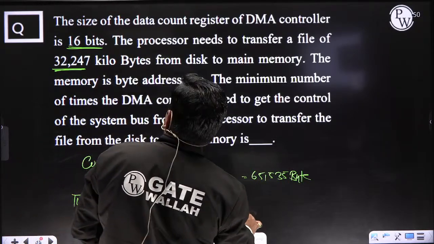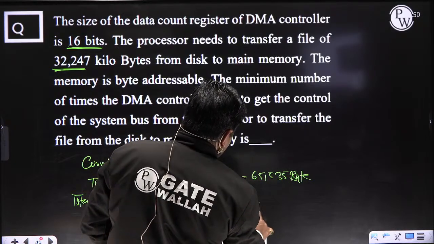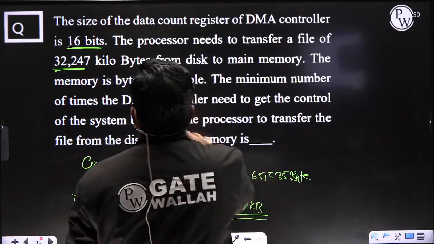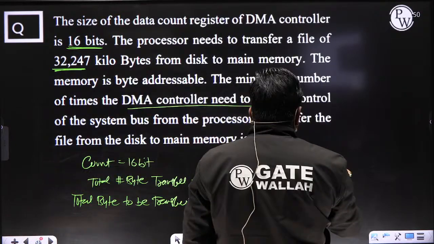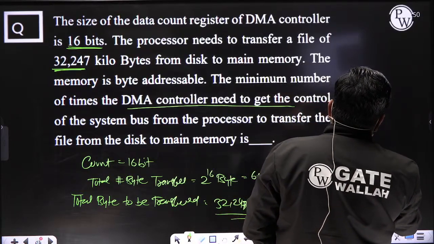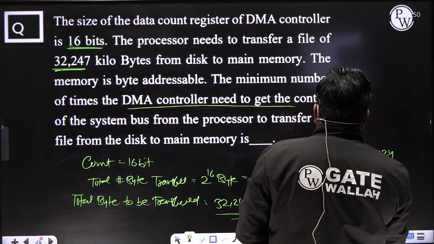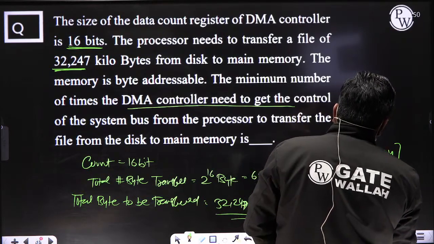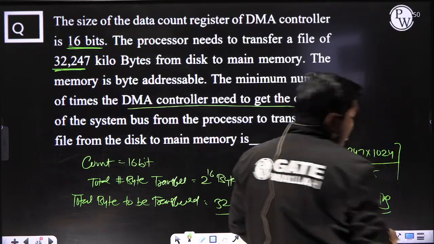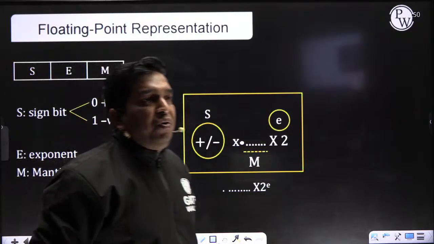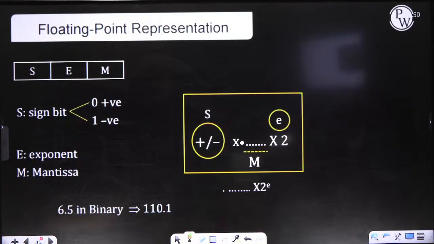Sixty-two 247 kilobyte. 247 kilobyte. Now it is asking how much time the DMA controller will get. So it's very simple. 32,247 kilobyte, 1024 divided by 65,535. When you divide, definitely you will get 504. It's a very simple question. A similar type of question was asked in GATE also, for 2 marks.